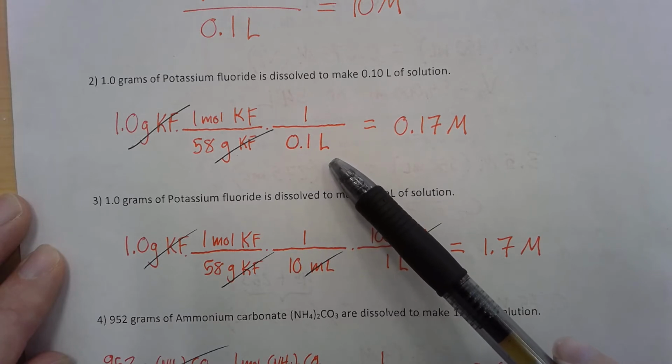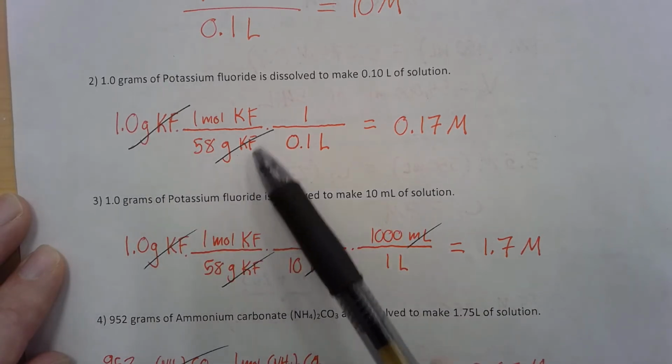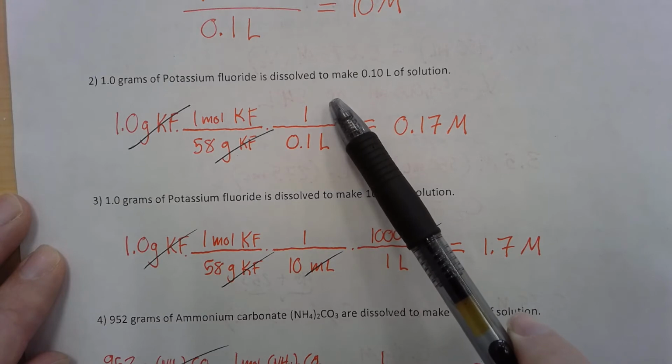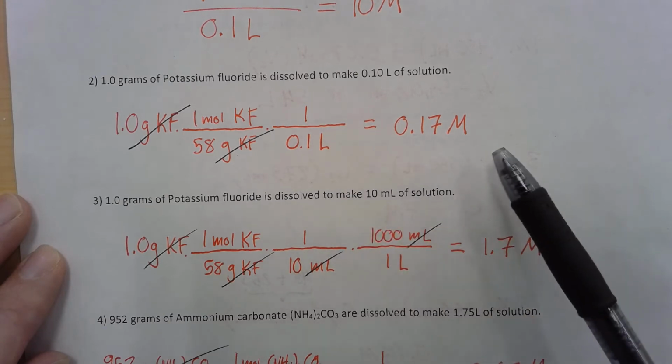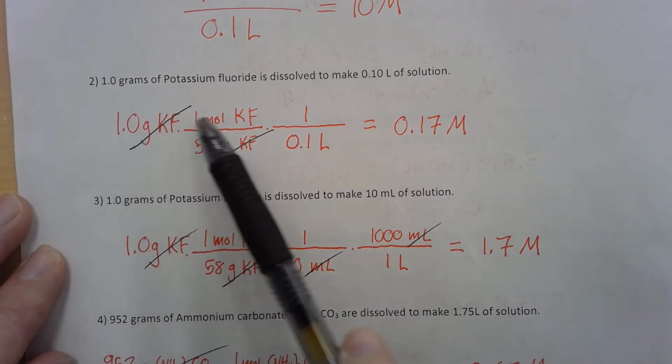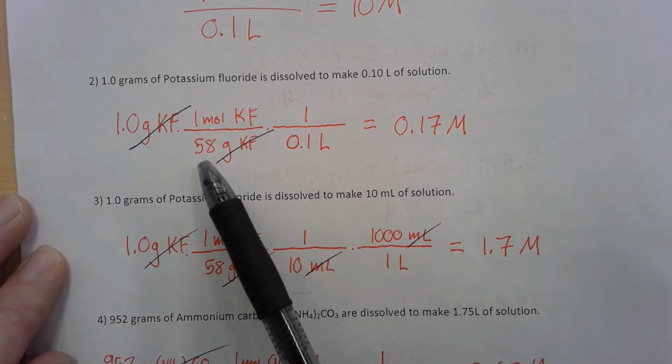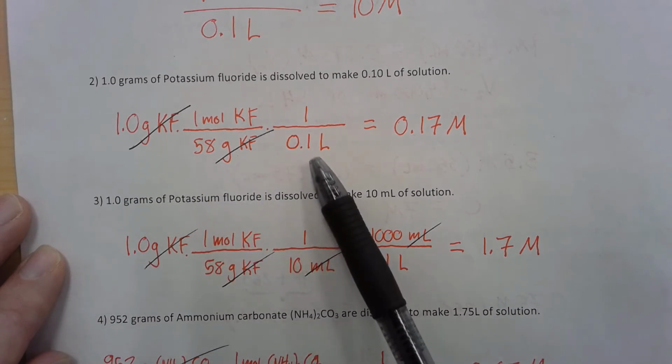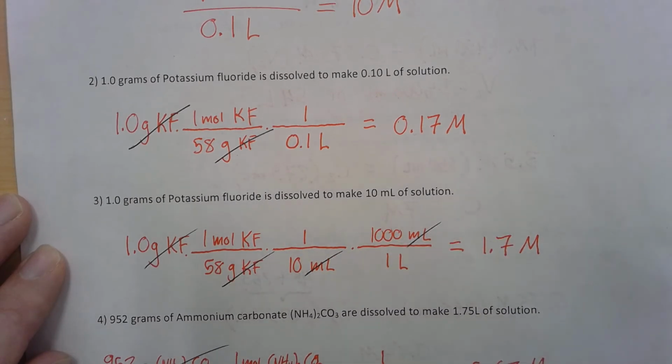Okay, after you do this, you can see that the grams will cancel, moles does not cancel with liters, and that's a good thing because the molarity unit is moles per liter. So 1 across the top, divide by 58, divide by 0.1 is 0.17 molar.